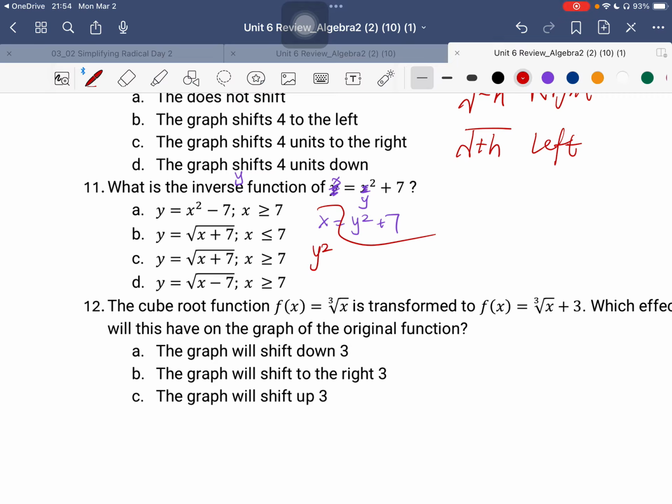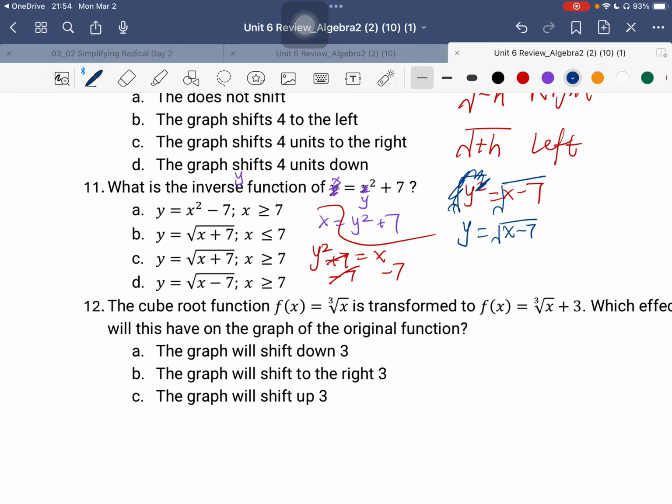I'll have y squared plus 7 equal x. And then I need to remove everything outside of y. First thing, I need to subtract the 7 on both sides. So it leaves me y squared equal x minus 7. And then I need to remove the square outside of y. So I take square root on both sides. So square root and square get canceled out. It'll just be y equal square root of x minus 7.